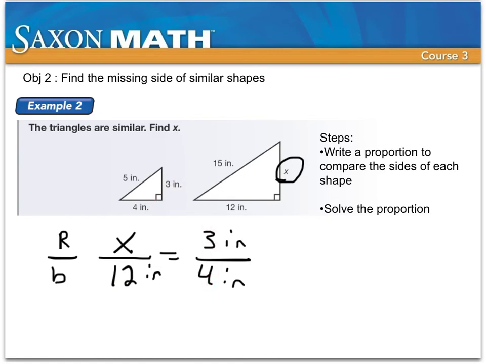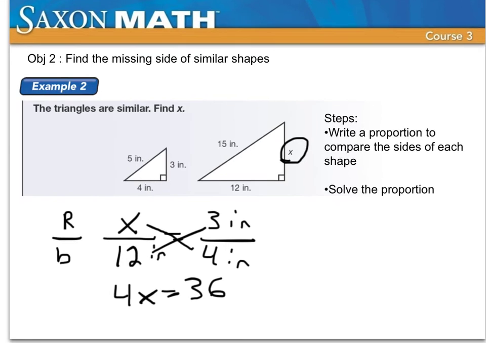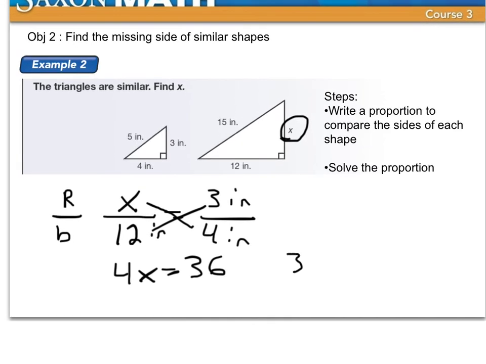Now I solve the proportions by using cross products. So I'm going to write 4 times x equals 3 times 12 is 36. And then I want to know, 4 times what equals 36? Well, I can solve that by taking 36 divided by 4, and that's 9. So x equals 9. Then I need to answer my question. x equals 9, and I should have a label, inches.